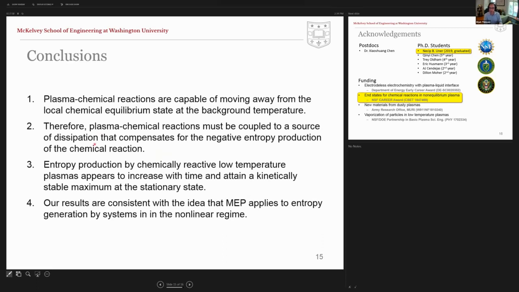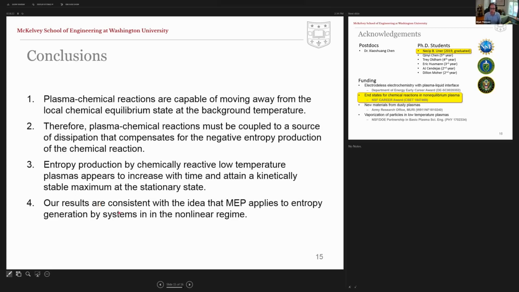The third is where it starts getting a little softer. So I would say that entropy production by chemically reactive low temperature plasmas appears to increase with time and attain a kinetically stable maximum at the stationary state. I think that our results are consistent with the idea that the maximum entropy production principle applies to entropy generation by systems that are in the nonlinear regime.